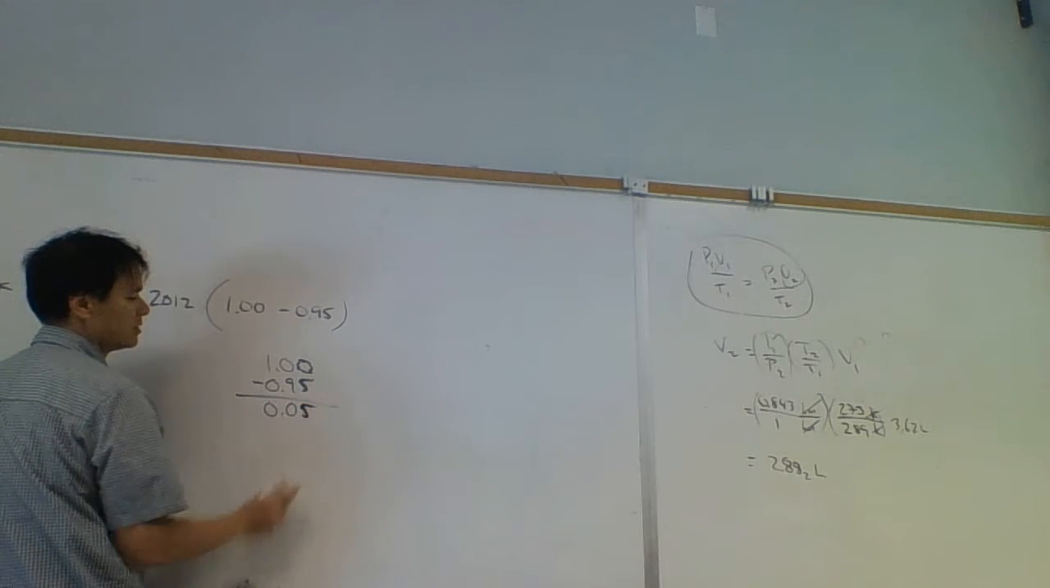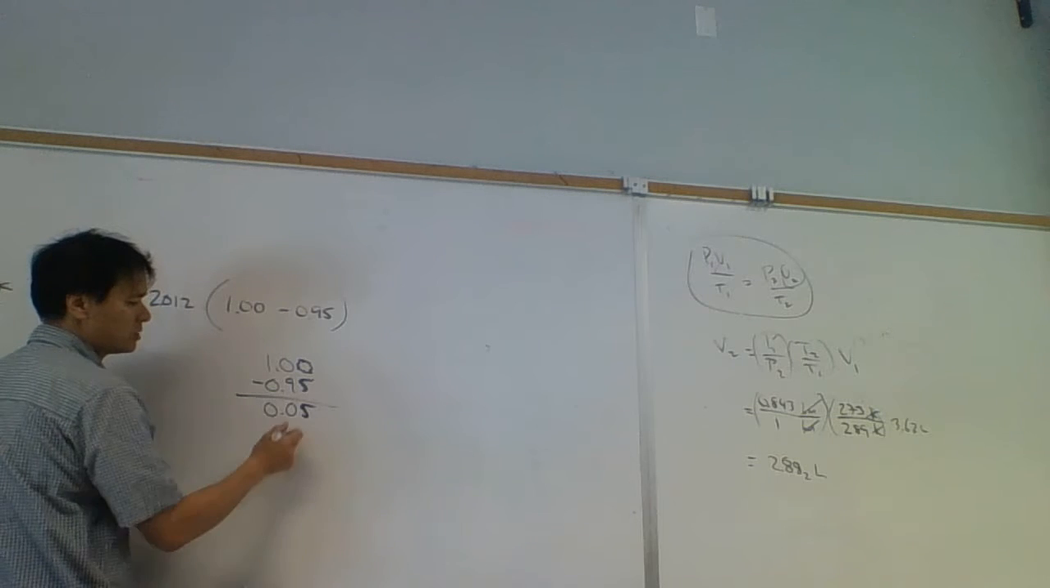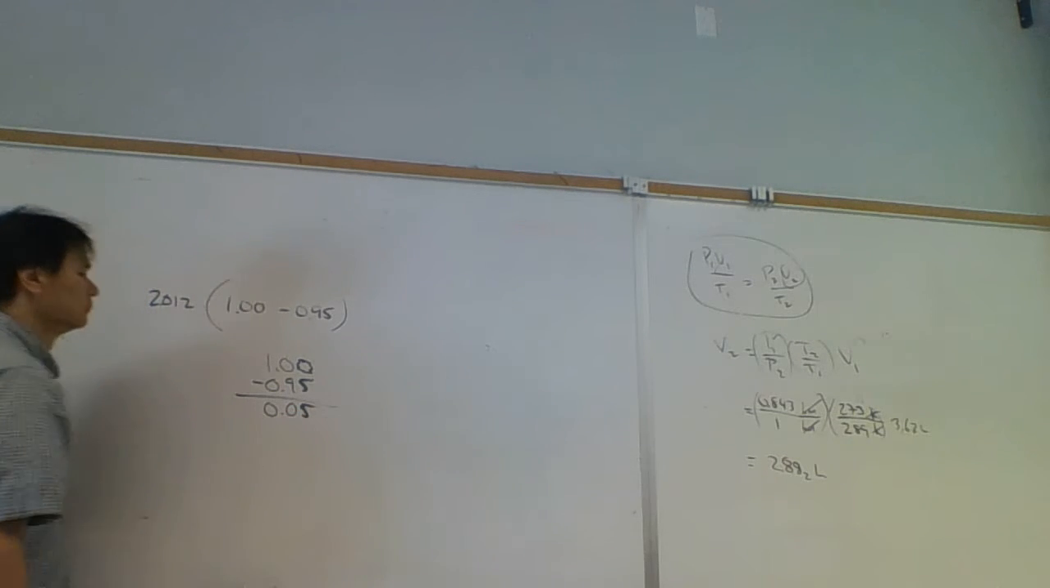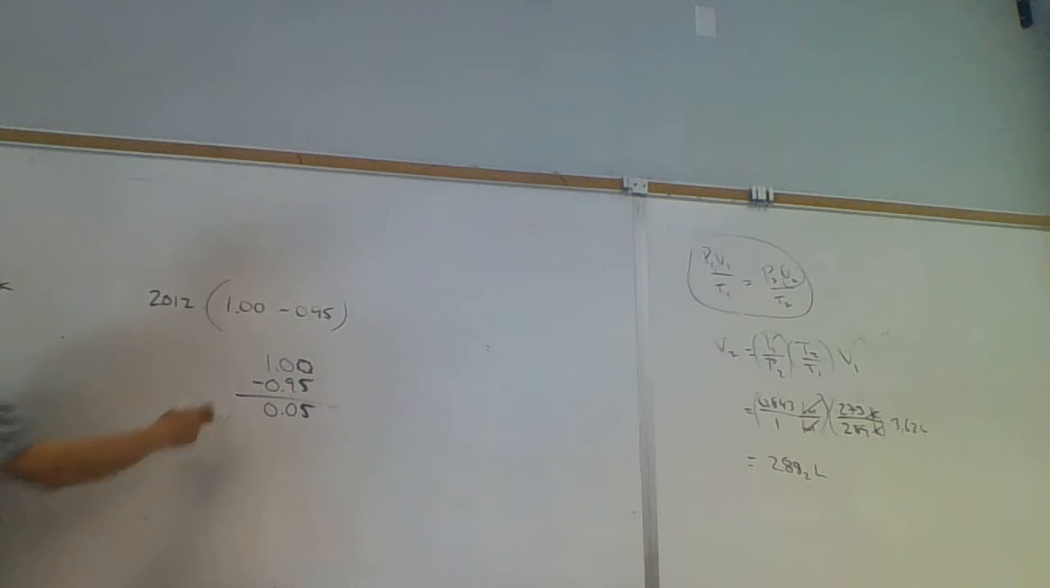This is one uncertain digit. So just one sig fig. Do that, and then times this. So 1 sig fig times 4 sig figs. This is 1 sig fig. Okay, does that answer it? Are there any other questions?